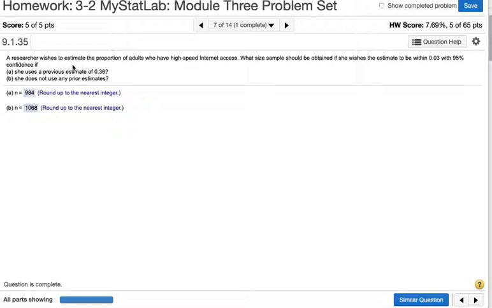So we have a researcher who wishes to estimate the proportion of adults who have high-speed internet access. What size sample should be obtained if she wishes the estimate to be within 0.03 with 95% confidence if she uses a previous estimate of 0.36? So here we're going to look at, let me go ahead and get set up.